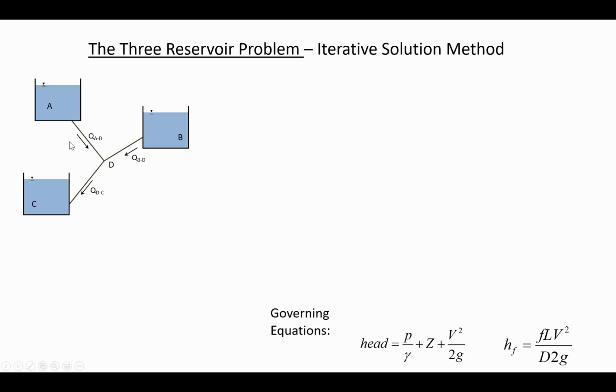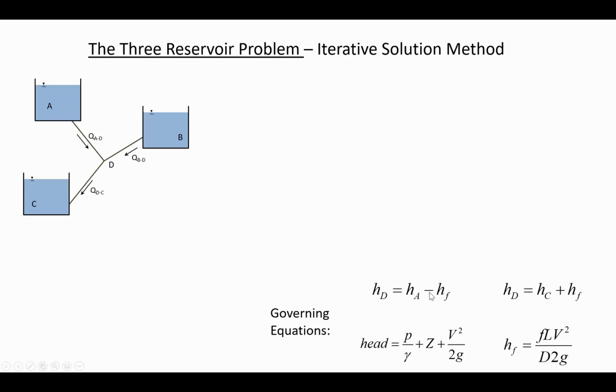So we can find out the head at D, and we can also know the head in each of the tanks. It's just going to be the elevation of the water surface. And of course, this is our formula for determining how much energy loss there is through the pipe. Now, how much head is there at D?